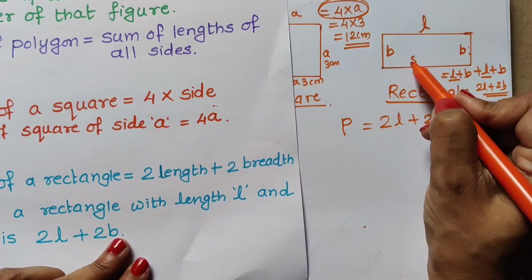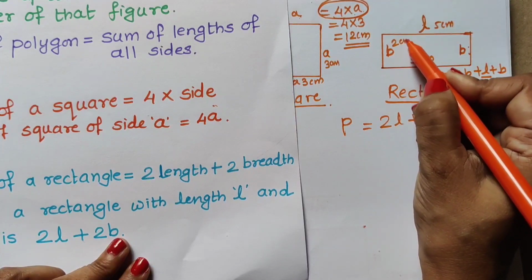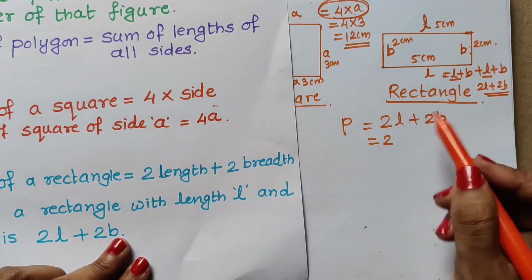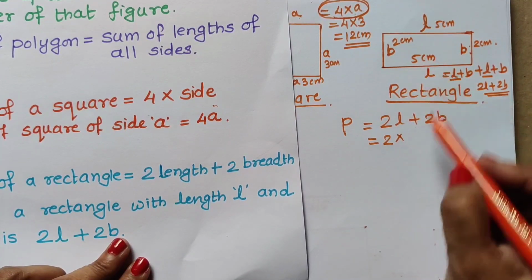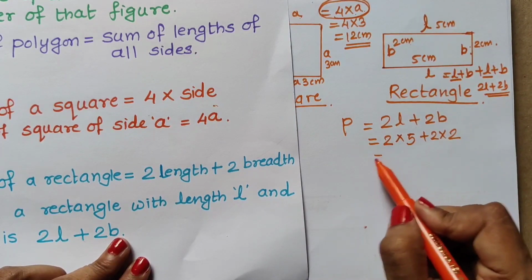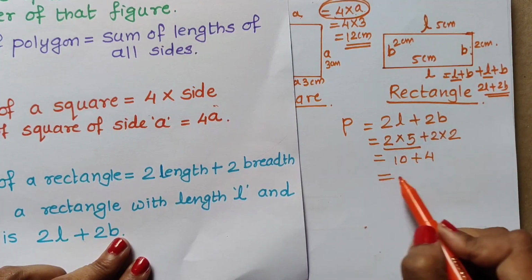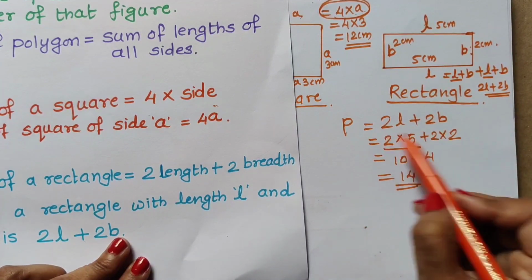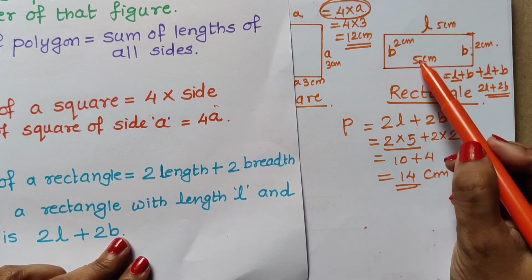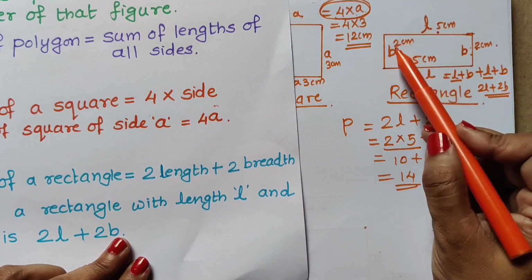So if L is 5 centimeter, this will also be 5 centimeter. If breadth is 2 centimeter, this will also be 2 centimeter. So if you put the values, we will be getting 2 multiplied by length, which is 5, plus 2 multiplied by breadth, which is 2. So in this way we will be getting the answer: 5 2s are 10 and 2 2s are 4. 10 plus 4 is 14. Okay, so if you apply the formula, you get the direct answer. Otherwise we have to keep on adding. 5 plus 2 is 7, 7 plus 5 is 12, and 12 plus 2 is 14.